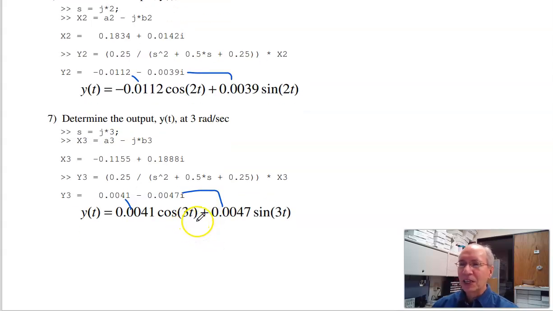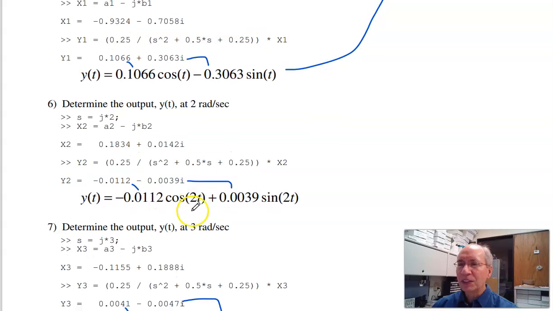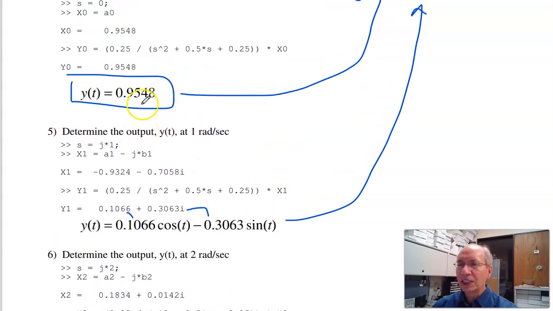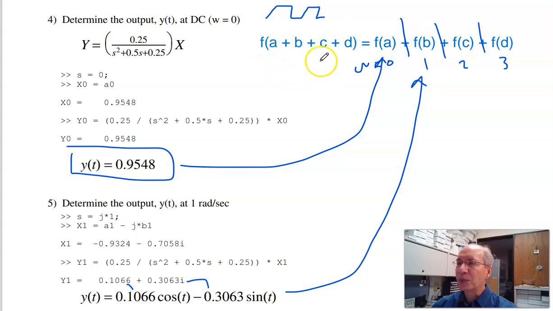Okay, once you're all done, I can use superposition. I've got y of t at 3, 2, 1, and 0 radians per second. Add them all up, I have the total answer.